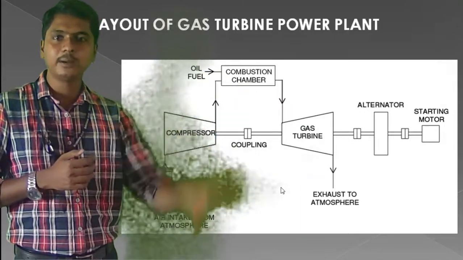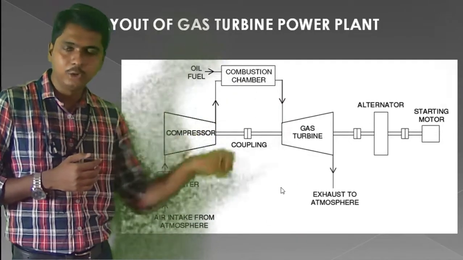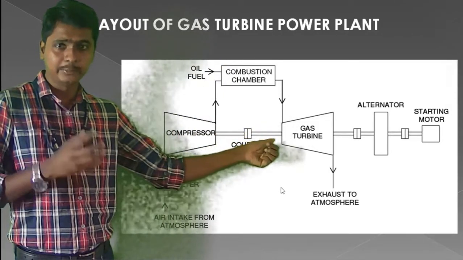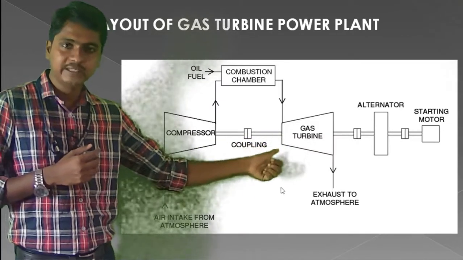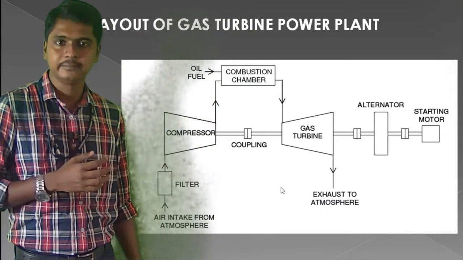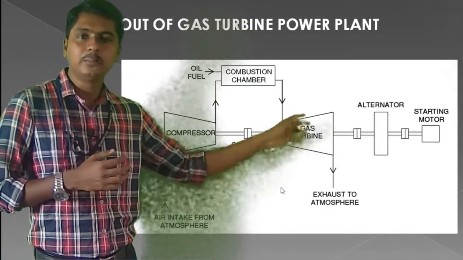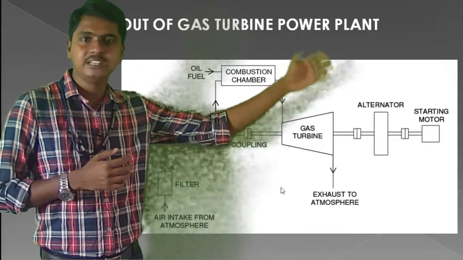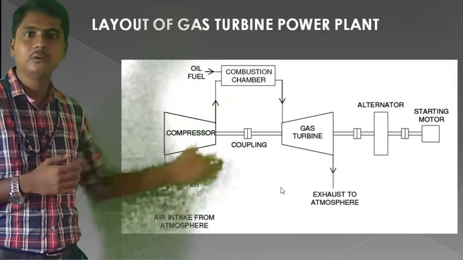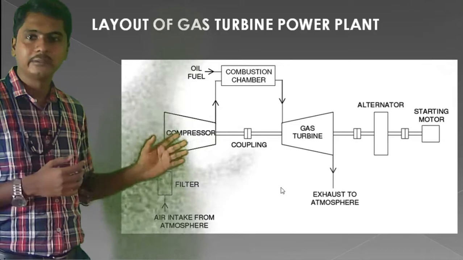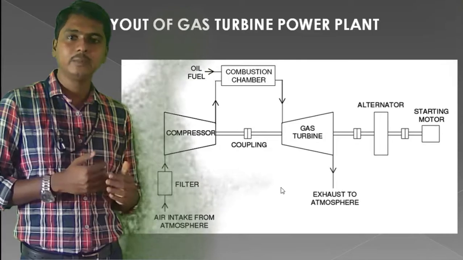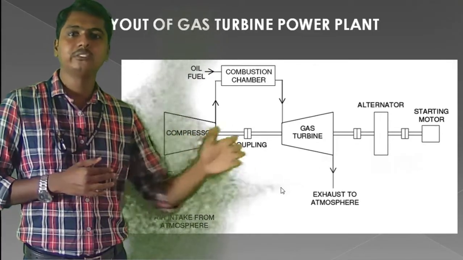It strikes the blades of the gas turbine and rotates the turbine blades. After expansion in the turbine, the low pressure and low temperature gases are released to the atmosphere. With this turbine, we couple alternators, motors and generators to get our desired electricity. This is how a gas turbine power plant works. In the next video, we are going to discuss in detail open cycle gas turbine and closed cycle gas turbine.